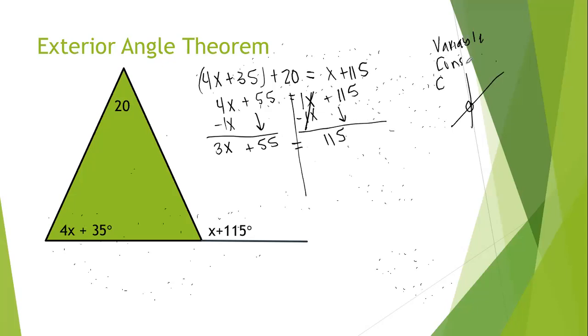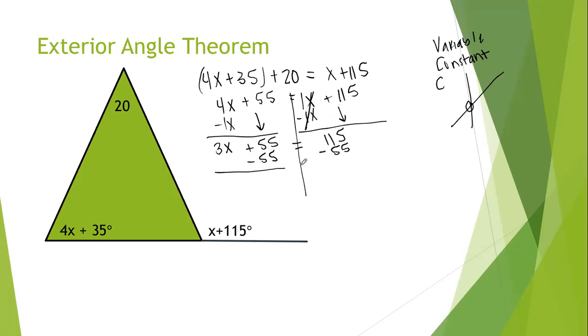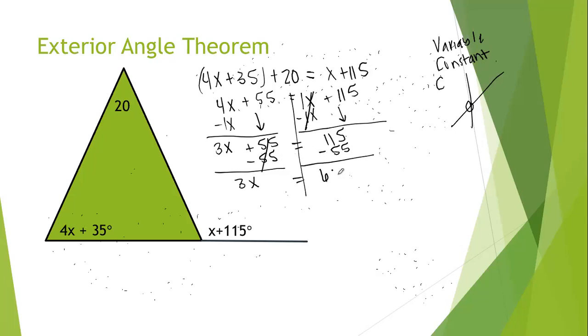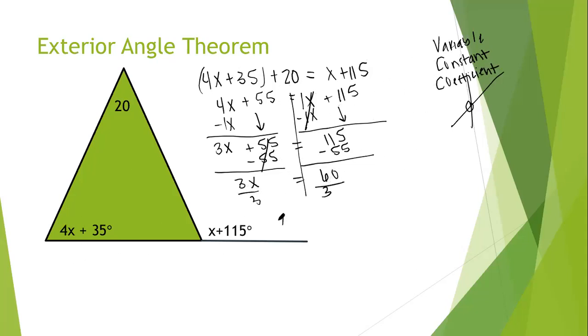Next, I've got to get rid of my constants. So this plus 55, how do I get rid of it? Subtract it, so I'm going to subtract 55 from both sides. So 3x equals, okay, 115 minus 55 is 60, and then divide by the coefficient. So divide by 3, x equals 20. Awesome, so we found x.